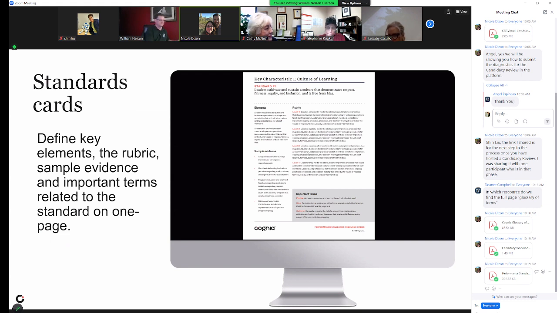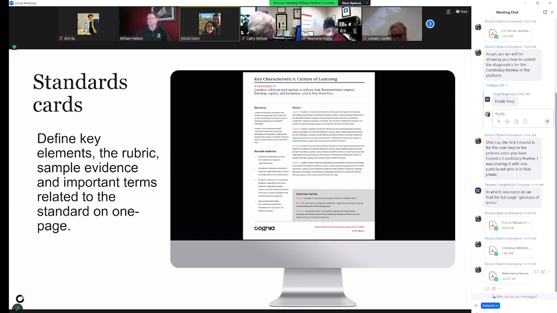You can see right on the top, we've got the key characteristic, which we'll be talking more about what those key characteristics mean in a moment. But then you have the standard number and the text right at the top. The elements are on that top left corner, and this really describes what does that standard look like in practice. The rubric is right next to those elements.